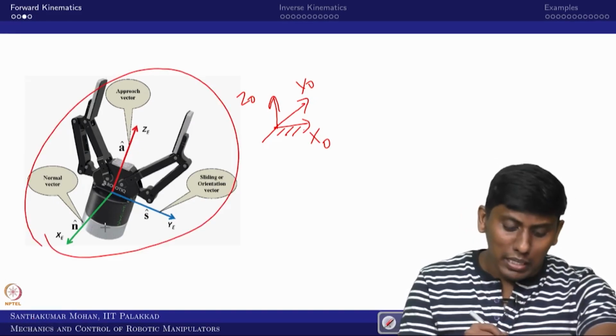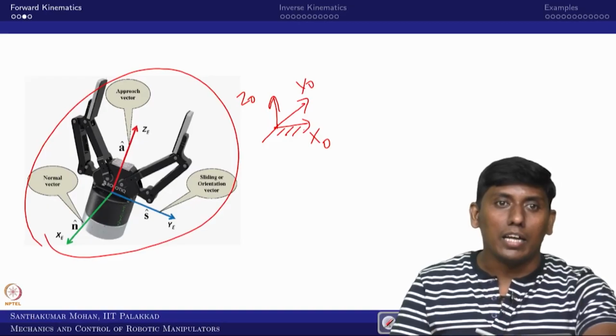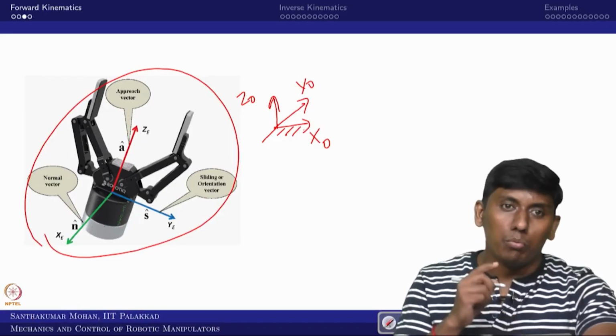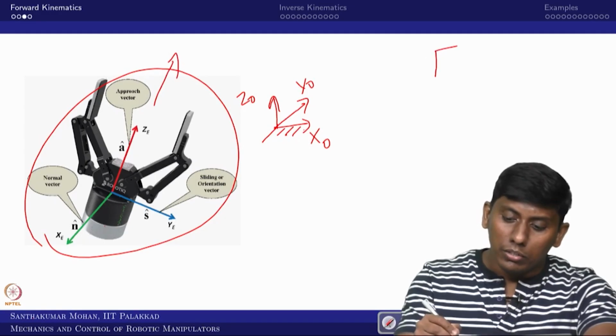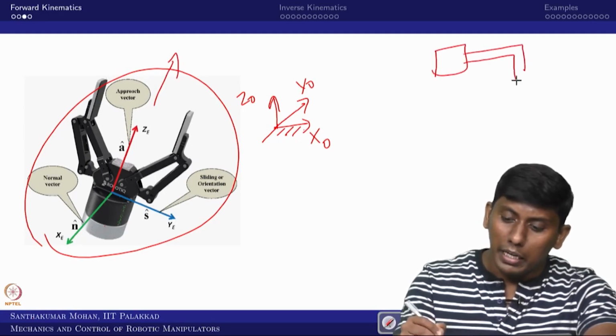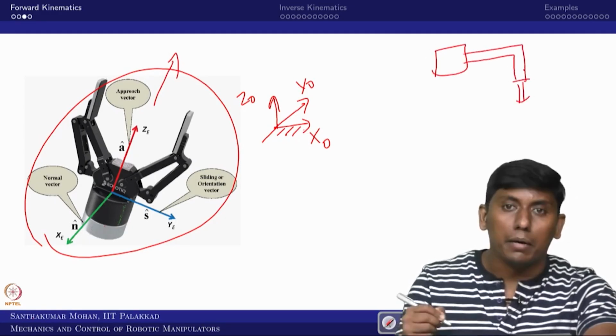For example, if I see this gripper which is attached at the end, there is one provision: what is the direction of approach? For example, this is the robot which is ending, and this is the tool which ends up.